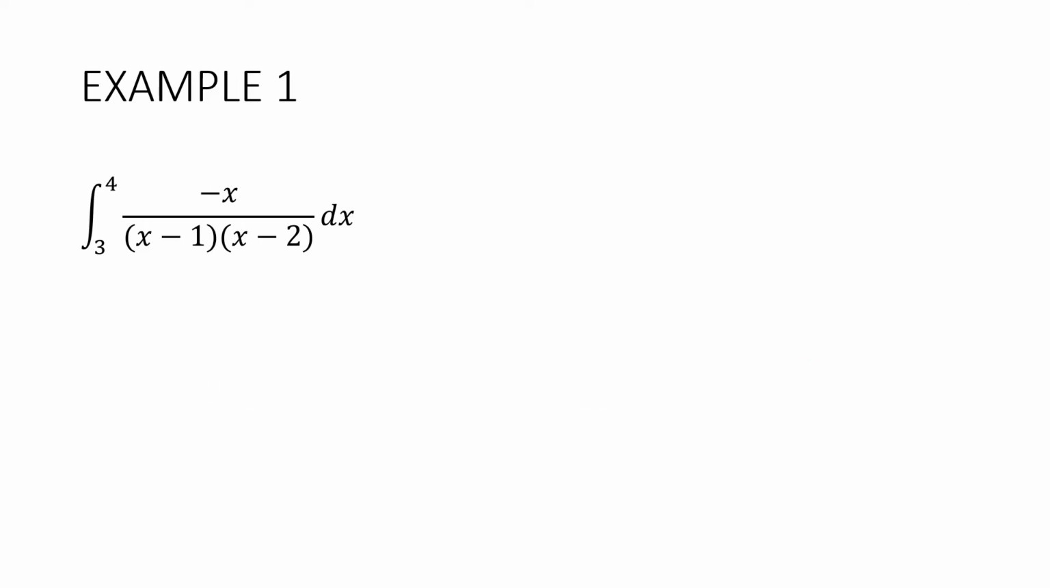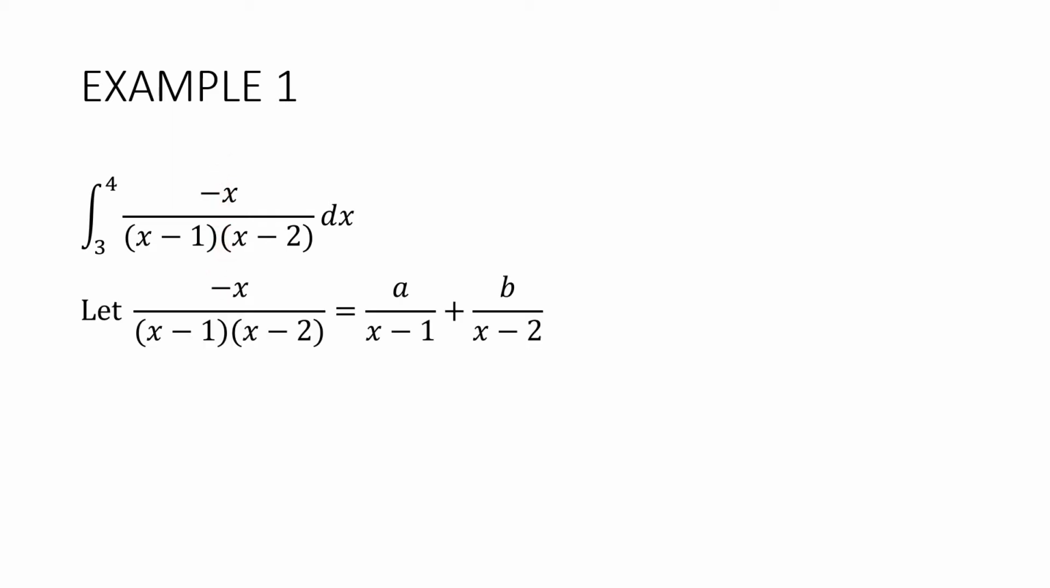Okay, let's look at our first example of using partial fractions to solve an integral. We can tell that this is partial fractions because of these linear factors on the denominator. Our first job is to split this into two separate fractions. So just like before, we're going to let negative x all over x minus 1 multiplied by x minus 2 be equal to a over x minus 1 plus b over x minus 2.